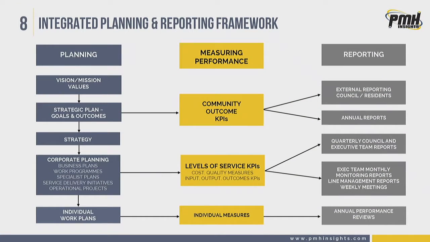If we just reference the top left-hand corner, this is what I refer to as an integrated planning and reporting framework. So we need our planning, we need our measuring, and we need our reporting outputs. From your top level vision, mission and values, underneath that you set up your strategic plan, your goals, outcomes or objectives. From that layer, we need to develop our strategies, and then from there, we go down into our corporate or operational planning, down to individual work plans.